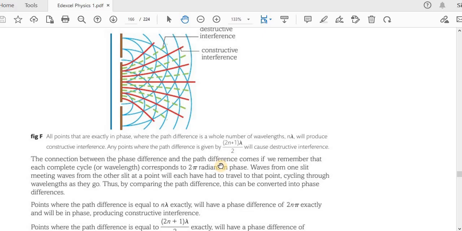The connection between the phase difference and path difference comes if we remember that each complete cycle or wavelength corresponds to 2 pi radians in phase. Waves from one slit meeting waves from the other slit at a point will each have had to travel to that point, cycling through wavelengths as they go. Thus, by comparing the path difference, this can be converted into phase differences.